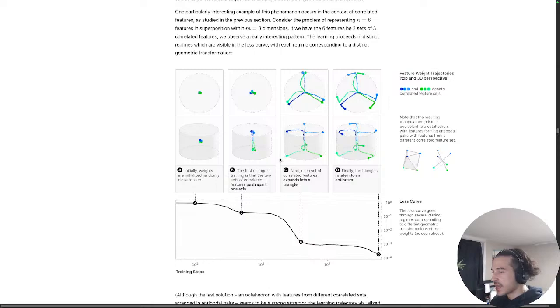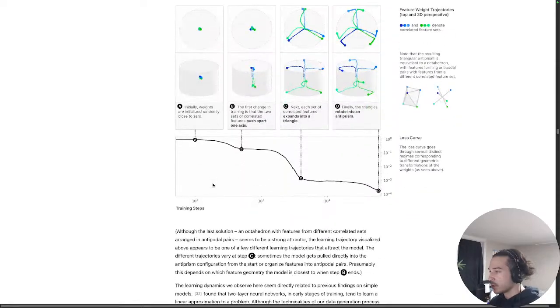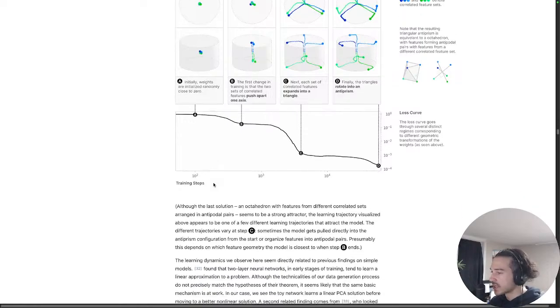If we look at the training steps, at 10 to the 2, it's still at the initial randomized weights close to 0. It continues to go down, and we see it steps down and reaches B, then plateaus for a little bit, then steps down and reaches C, plateaus for a bit, then goes down again and reaches D. The loss curve goes through several distinct regimes corresponding to different geometric transformations of the weights as seen above.